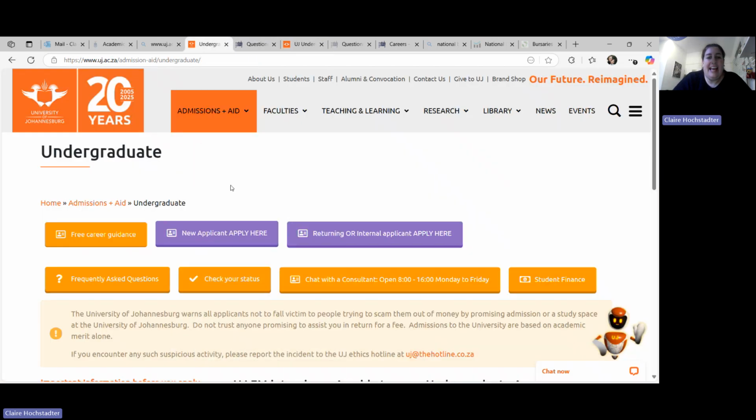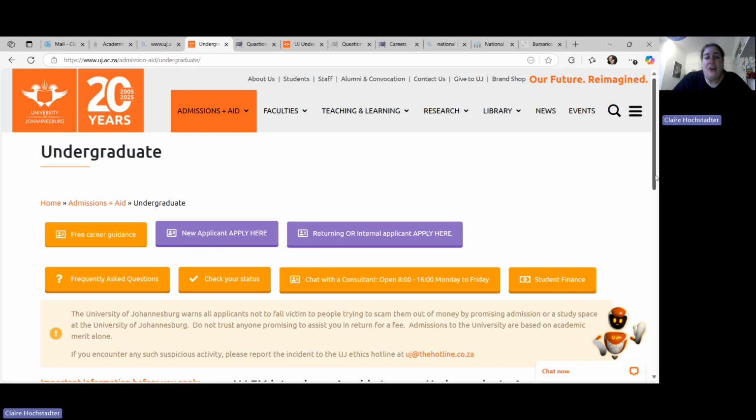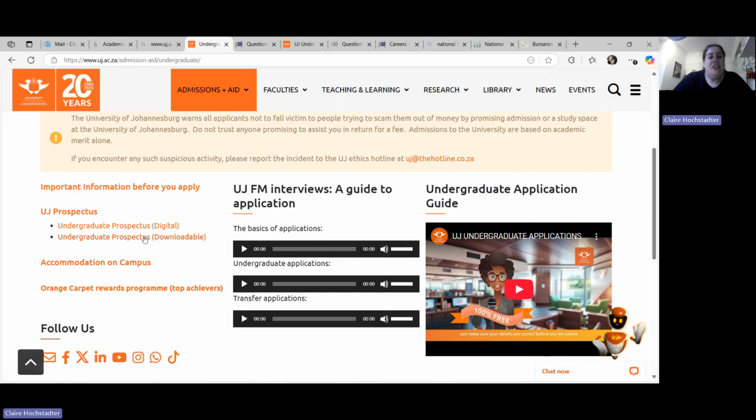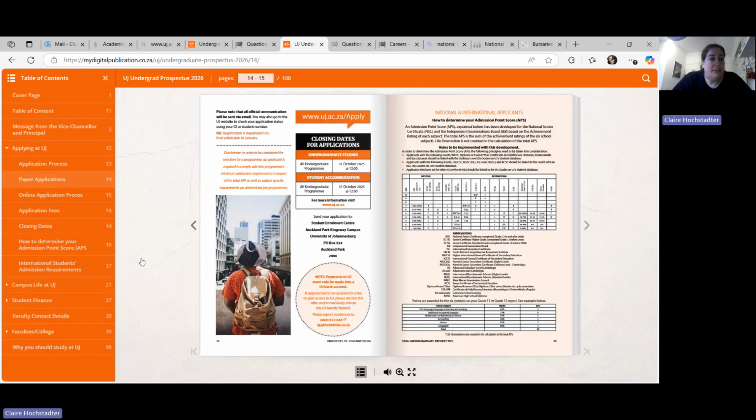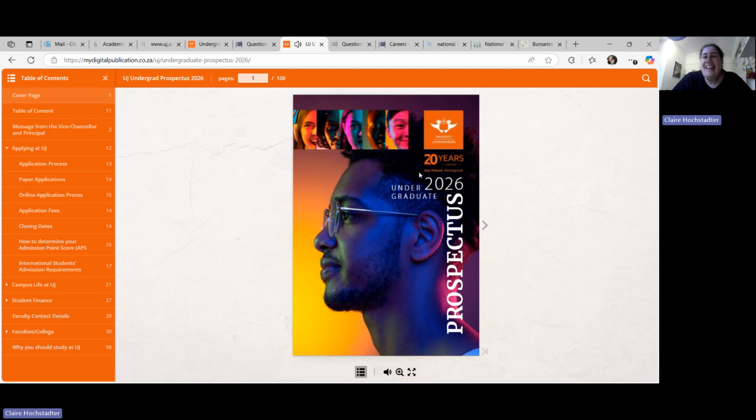And we are looking at the university admissions, and we have gone to undergraduate. And we are clicking on the undergraduate prospectus. We're going to do digital because we can look at it online, and there's no need to be printing it off at this stage. And it comes up with this booklet. Okay, so it is a 100-page booklet, which again, no need to print it off unless we need to, but actually covers everything that you need.